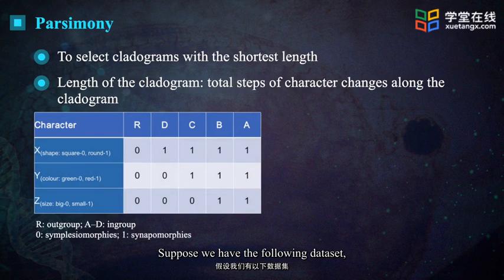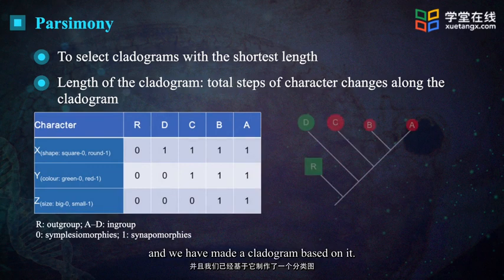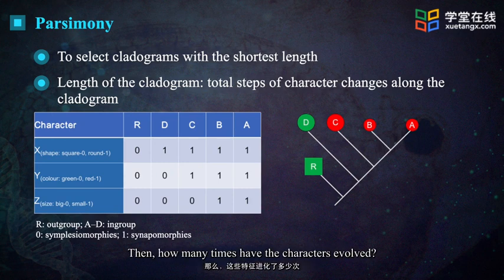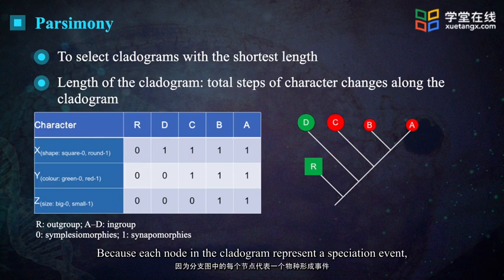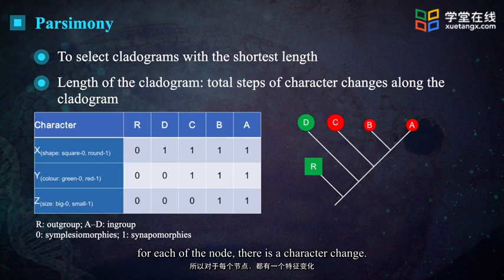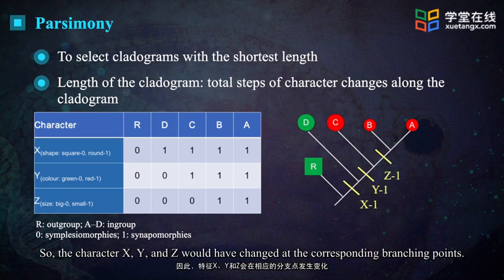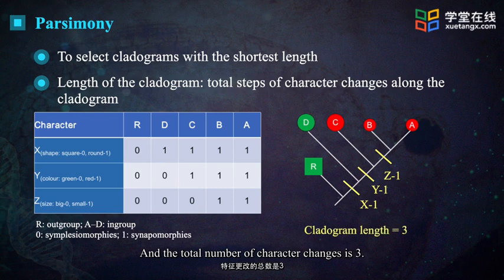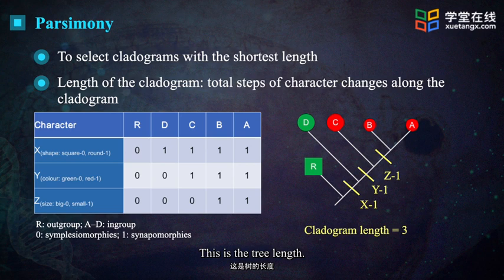Suppose we have the following dataset, and we have made a cladogram based on it. Then, how many times have the characters evolved? Because each node in the cladogram represents a speciation event, for each of the nodes there is a character change. So, the characters X, Y, and Z would have changed at the corresponding branching points, and the total number of character changes is 3. This is the tree length.